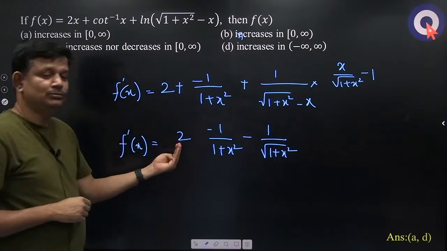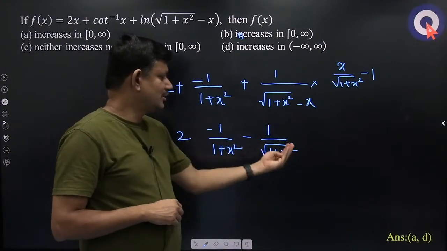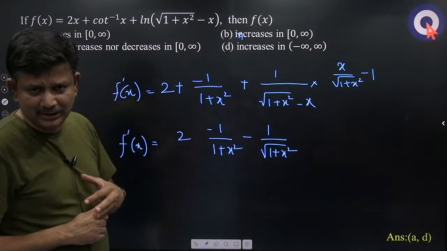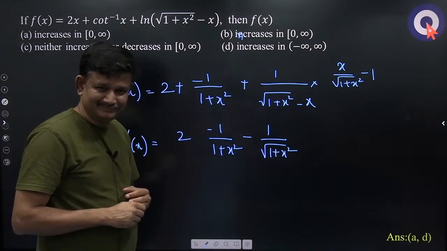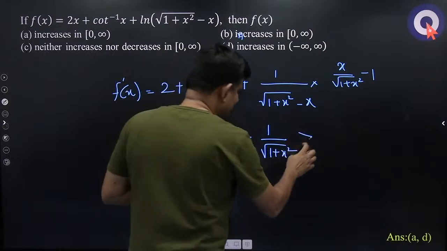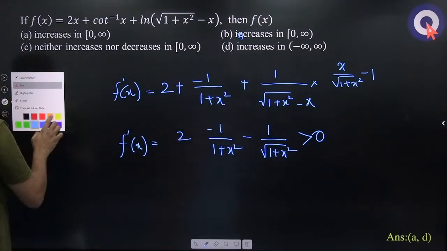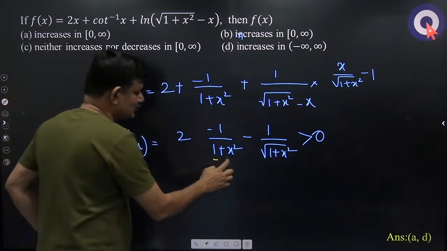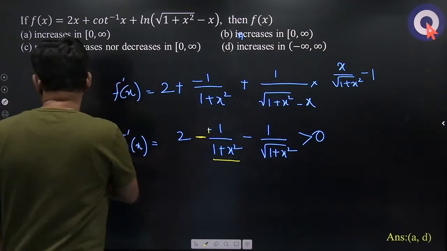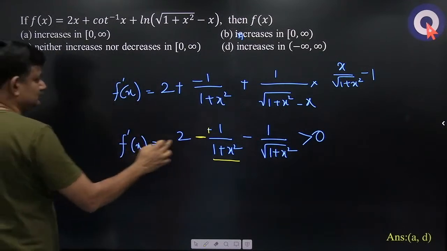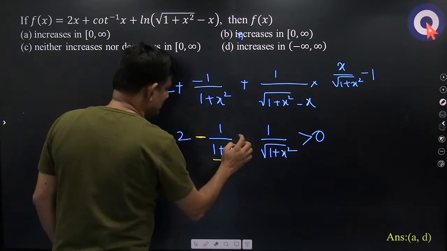Now from 2, you are removing a quantity smaller than 1. And again you are removing another quantity smaller than 1. So can this ever be negative? No, right? So this will always be positive. Look at it once again. This quantity has a minus sign here, and here also there is a minus sign.